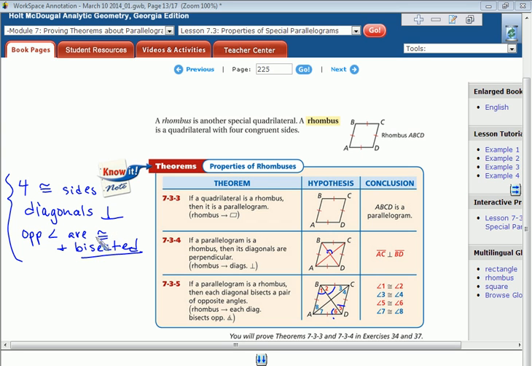So we know the opposite angles must be congruent because that's part of the definition of a parallelogram. But if they're congruent and bisected, it is now a rhombus. Okay, we know that must be true.